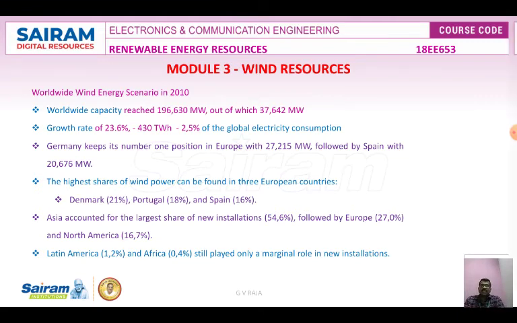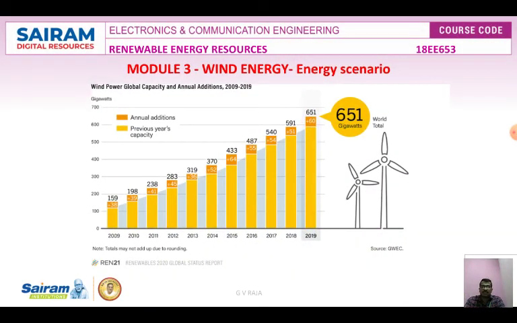Now this is the world scenario: in 2009, 159 gigawatts of power was generated. After that 198, 238, and in 2019, worldwide 651 gigawatts of energy was generated through wind energy.